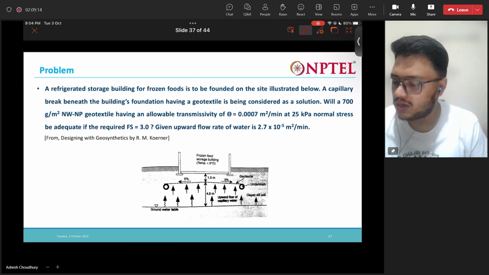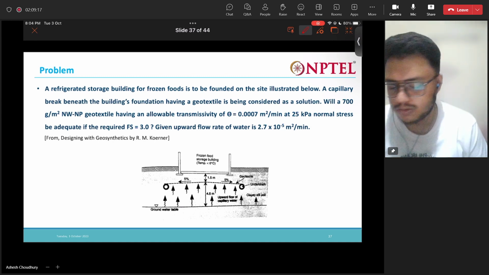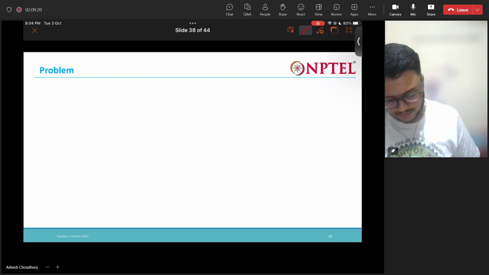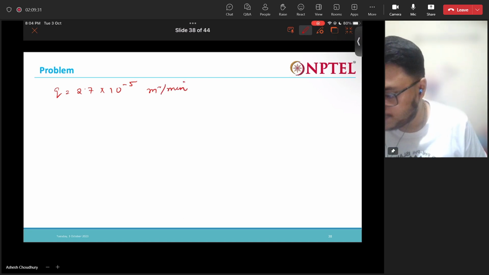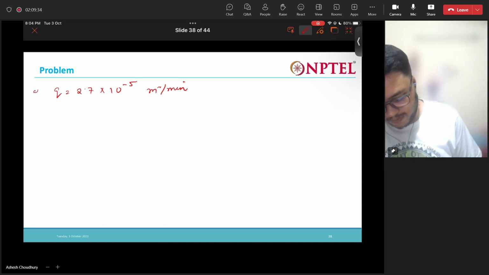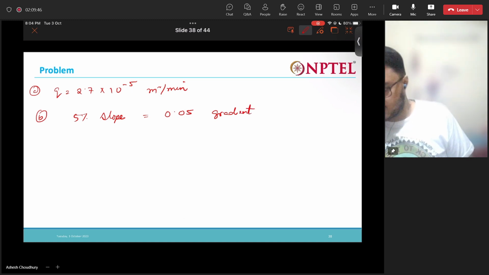So let us see. This is a very easy problem. Everything is given. The flow Q is 2.7 into 10 to the power minus 5. 5% slope is equal to 0.05 gradient. First we need to calculate the required transmissivity. So again the same.